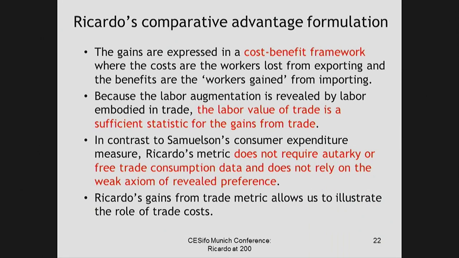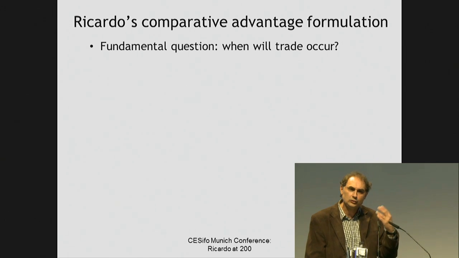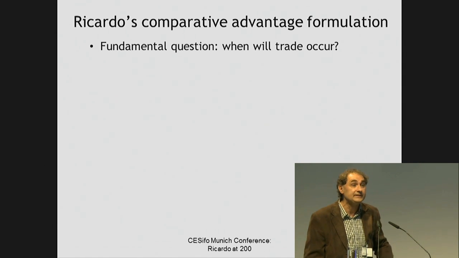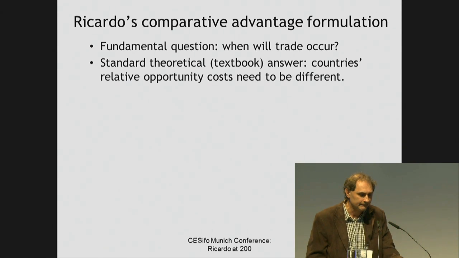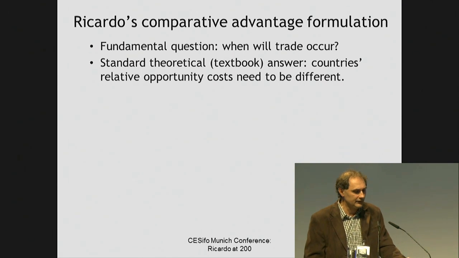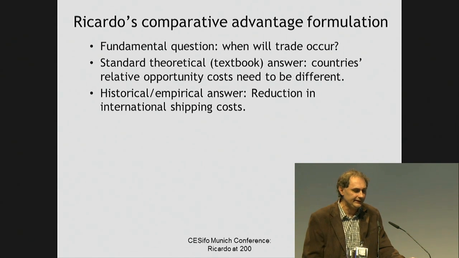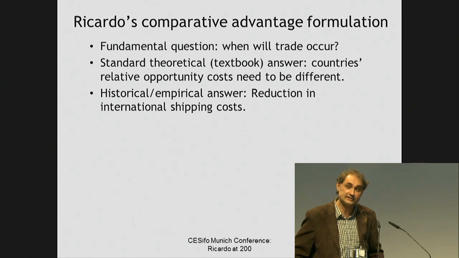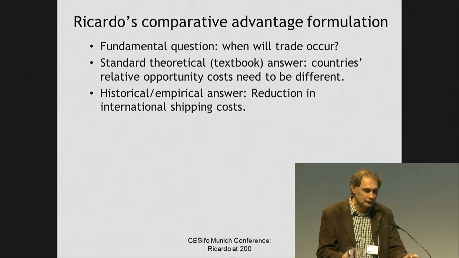It also thinks about trade costs. Why did trade occur? One of the questions we ask ourselves is, when will trade actually occur? Why did trade occur in the 19th century, not in the 15th and 16th centuries? The standard textbook answer is you need differences in opportunity costs. That's why trade occurs. The historical question is a reduction in international shipping costs, because if they were reduced in the 19th century, trade occurs.